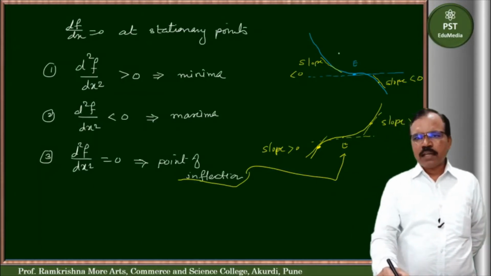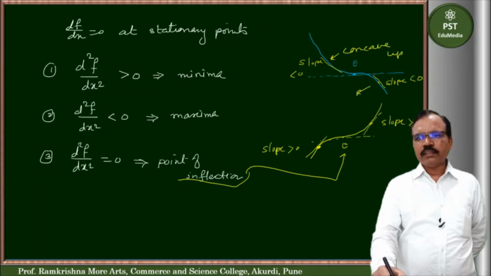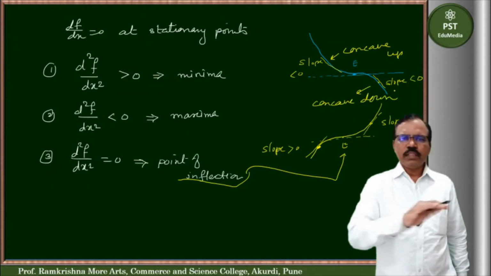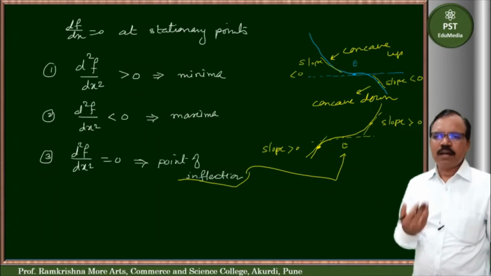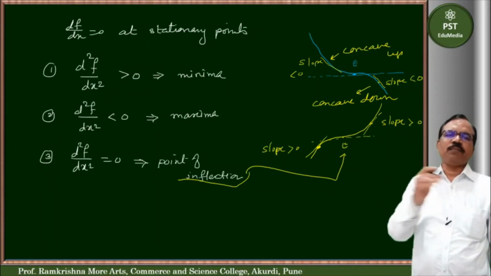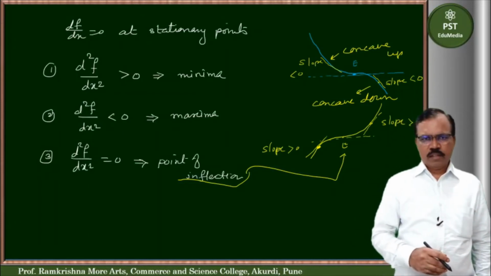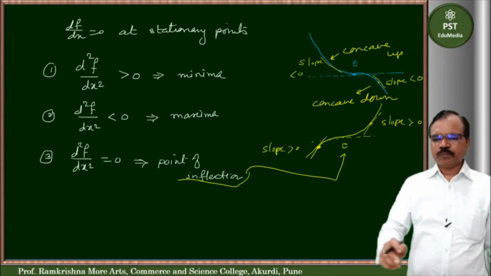This part is called concave up, and this is concave downwards, concave down. So in this way, we can find minima, maxima, or point of inflection of a function f of x using these conditions.